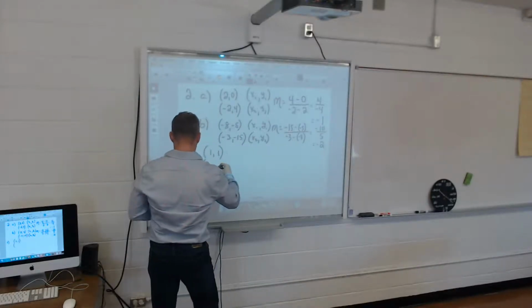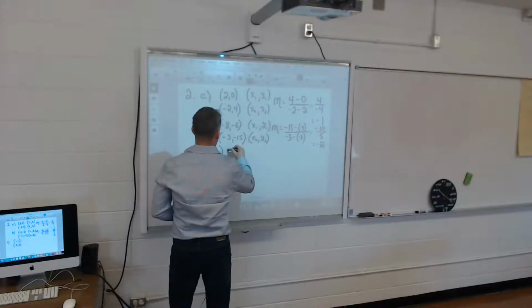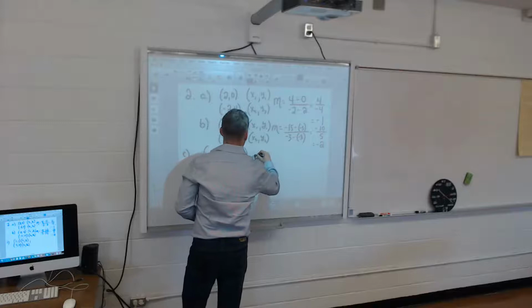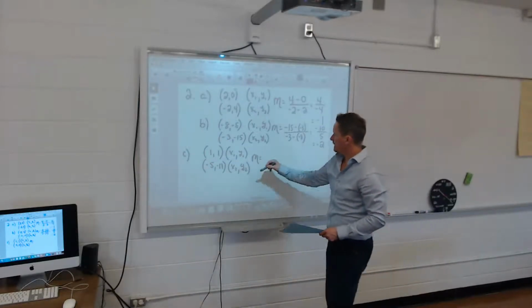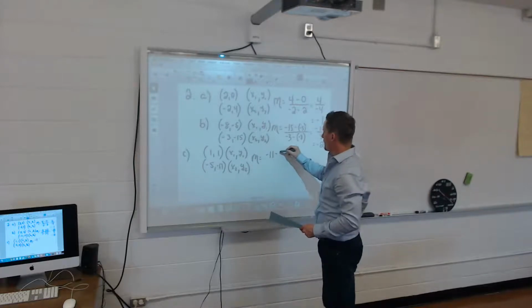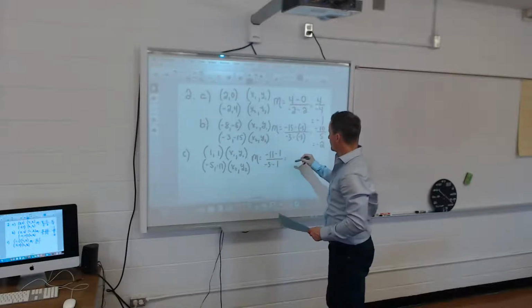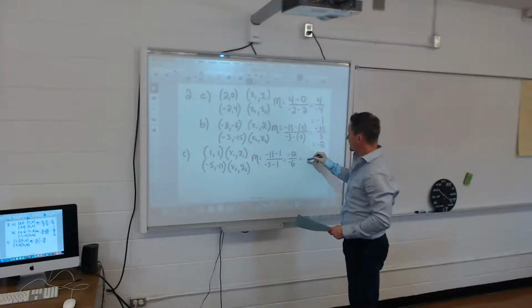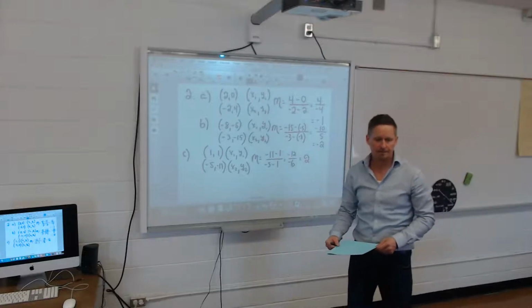1, 1 and -5, -11. Again, x1, y1. So my y2 in this case is -11. Subtract 1 over -5 minus 1. That gives me -12 over -6, which is +2. So my slope is 2 over 1.